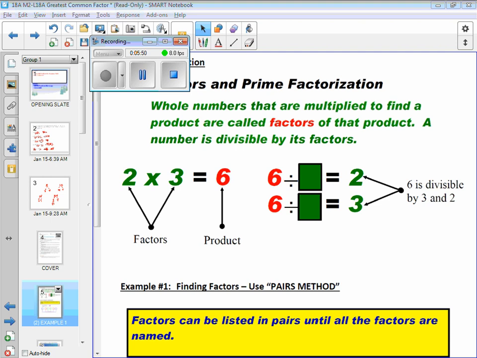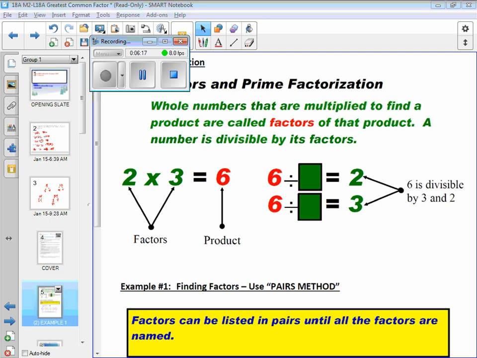If I have the number 6, and I ask you what number goes into 6, give me one number that goes into 6. 3. 3 will go into 6. That's one of the factors for the number 6. What's another factor? 2. What else, even though it's not listed here? 1 will go into 6. It's a factor. 6. And 6.